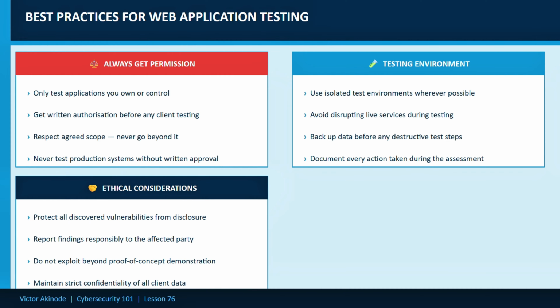The next one is ethical considerations, and this has to do with you protecting discovered vulnerabilities. That is, you must not share them publicly. Also, you must report findings responsibly to the organizations first. You must not exploit vulnerabilities beyond proof of concept demonstrations, and you must maintain confidentiality of client data you access during testing.